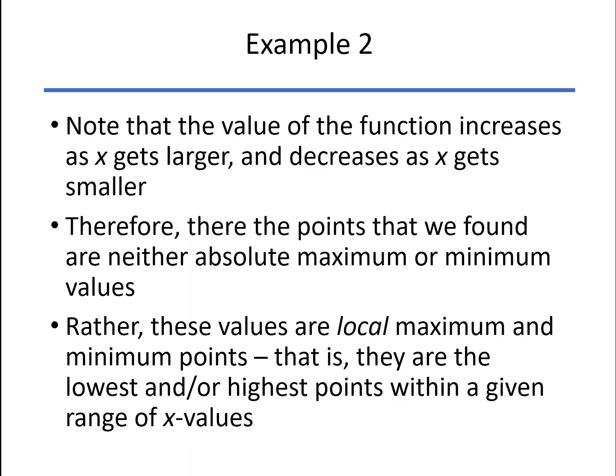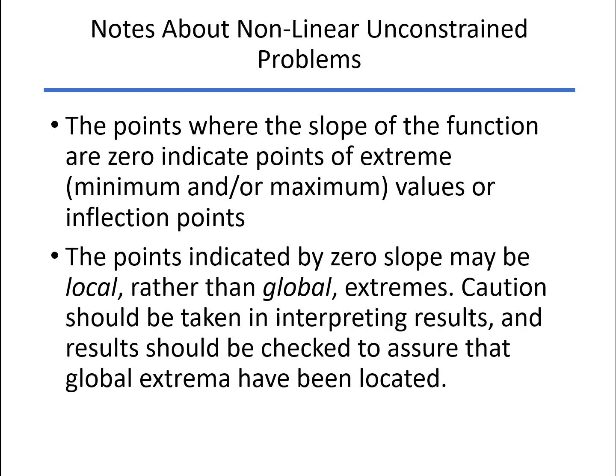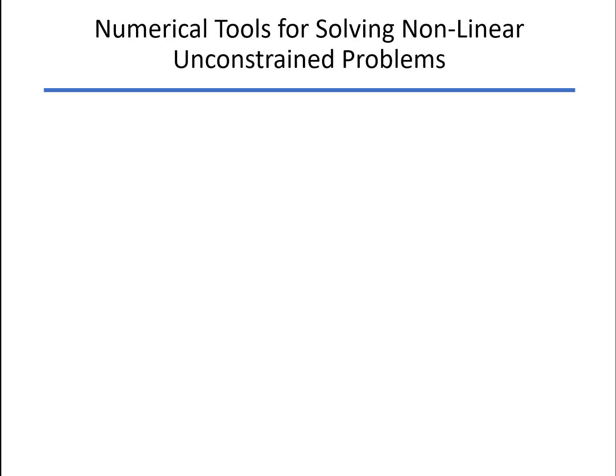And so we always have to keep that in mind when we're doing optimization of nonlinear problems, that often we're going to find a local max and a local min. So we're not sure that we have the absolute maximum and minimum values. So again, you're getting local extremes, so you have to make sure when you're interpreting these results that you are finding what you're looking for.